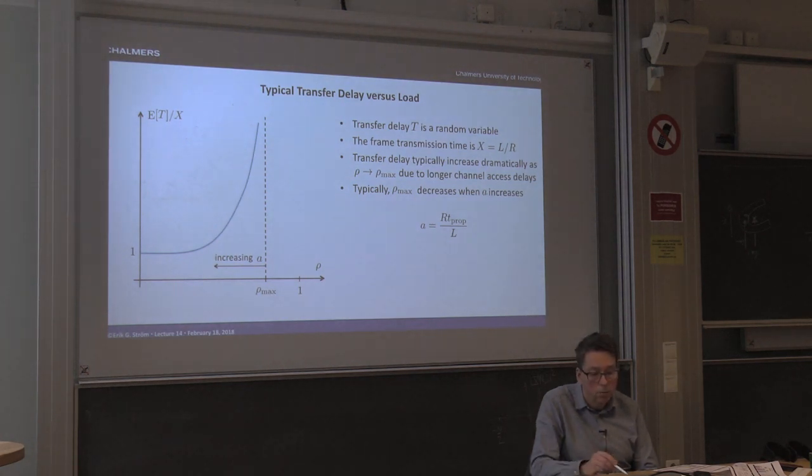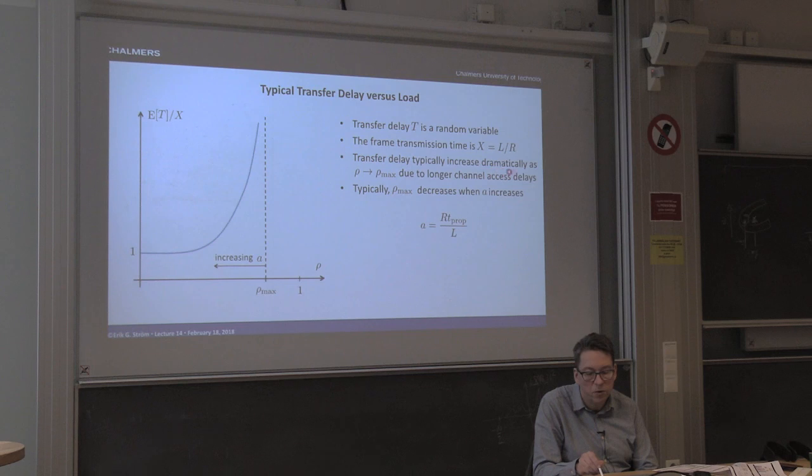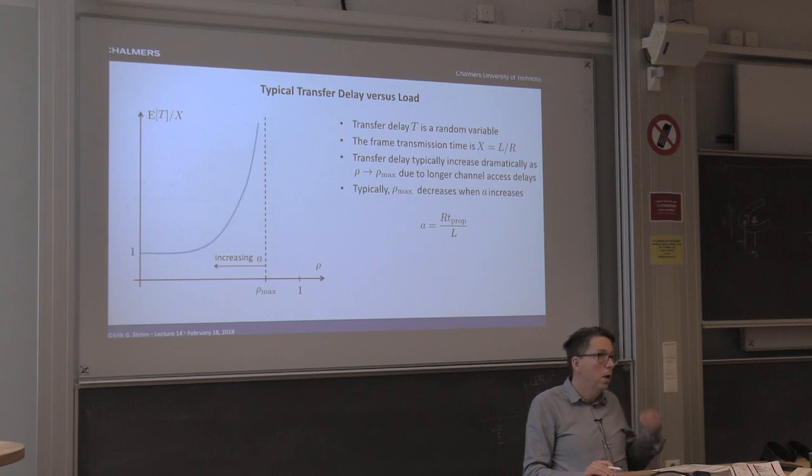Okay, so transfer delay is a random variable. Frame transmission time is x, which is L, the number of bits in a frame, divided by the data rate of the medium. Transfer delay typically increases dramatically when we are approaching rho max. Remember, we can never be to the right here because then we're in an overloaded situation. That could actually be very, very harmful, so we want to avoid that. But anyway, longer channel access delays are typically the reason for this. And typically rho max decreases as A increases, where A again is this normalized delay bandwidth product.